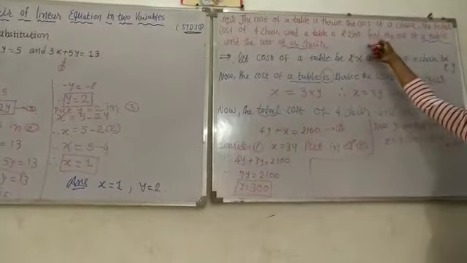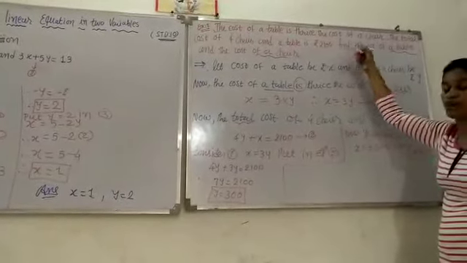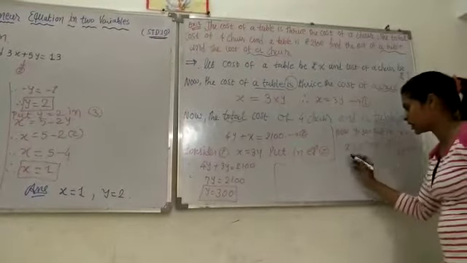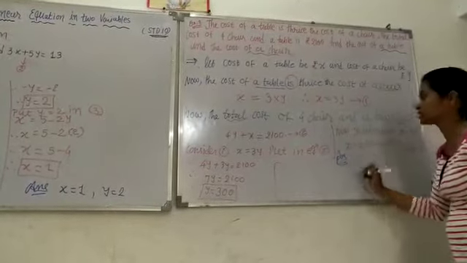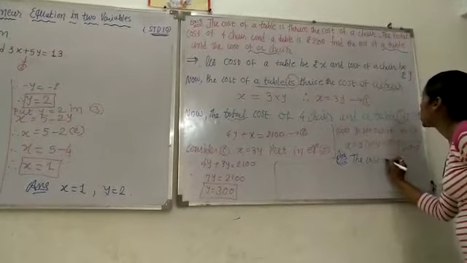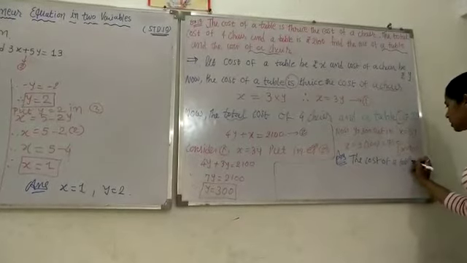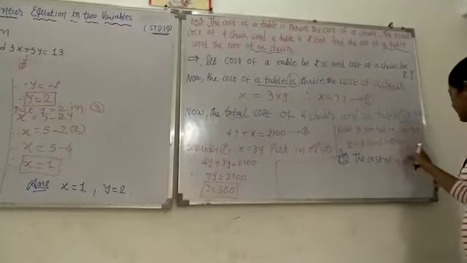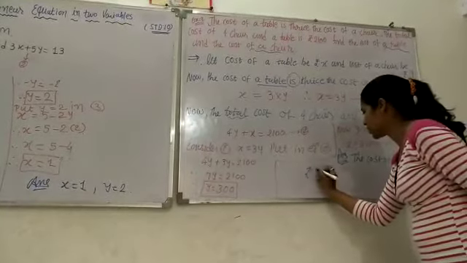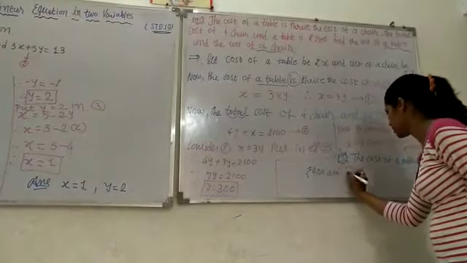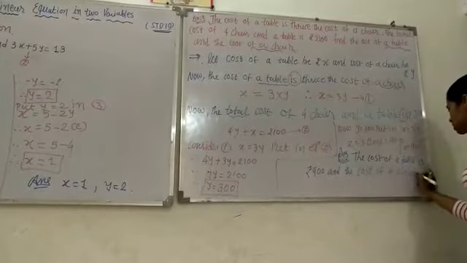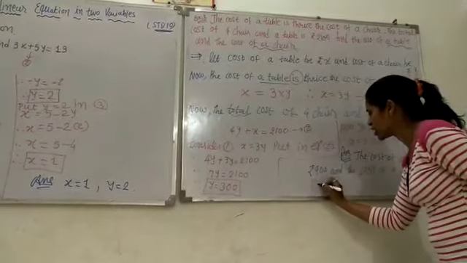After getting value of x and y, you should write your answer in verbal, because in your question you are not to find value of x and y. Here you want to find cost of a table and cost of a chair. So after finding value of x and y, you should write your answer according to your question. What is the cost of a table? Table means what cost? It's x. That means 900. The cost of a table is rupees 900 and the cost of a chair is rupees 300.